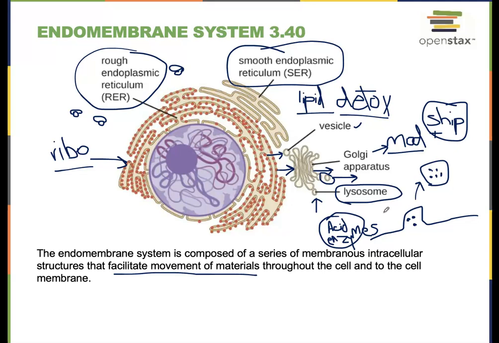So if something the cell takes in, let's pretend that this is an immune cell and it got a bacteria. Just because it brought in the bacteria doesn't mean that it's going to kill the bacteria. So the lysosomes come in, they fuse with the bacteria, and then the acid and the enzymes kill it. So lysosomes basically break down substances inside the cell. And lysosomes are made by the Golgi apparatus. So Golgi makes those guys.